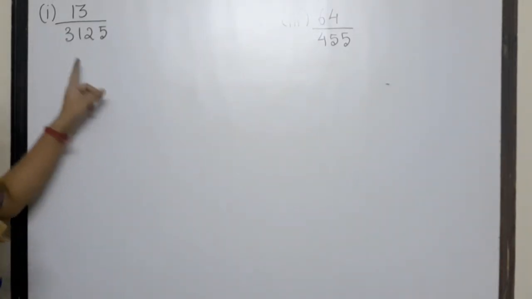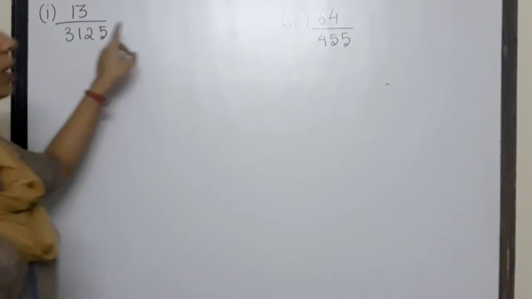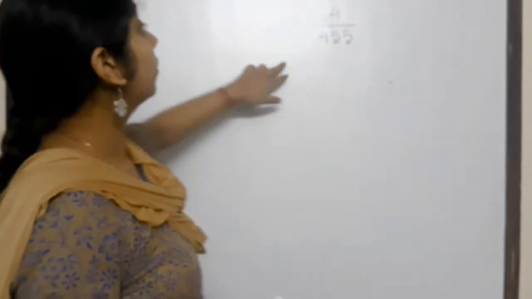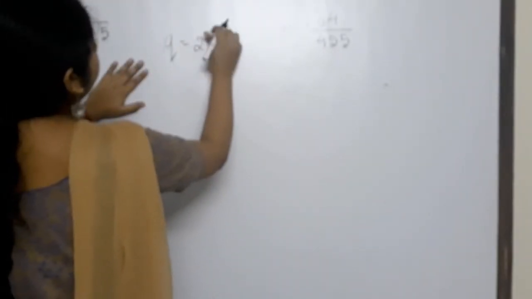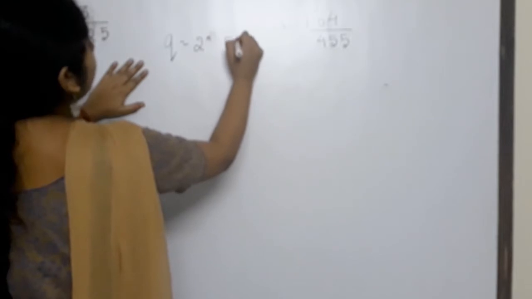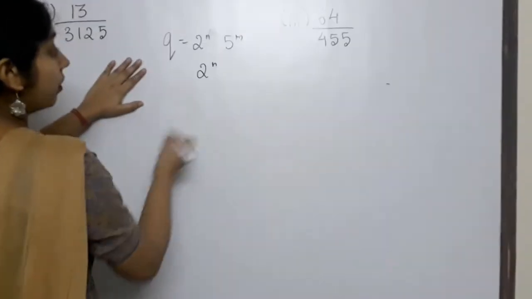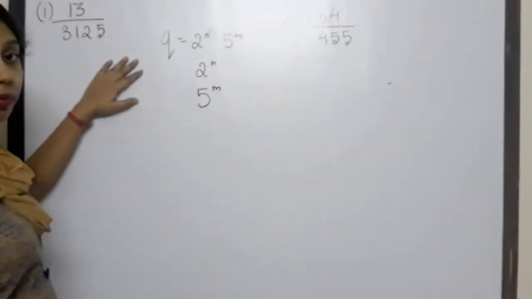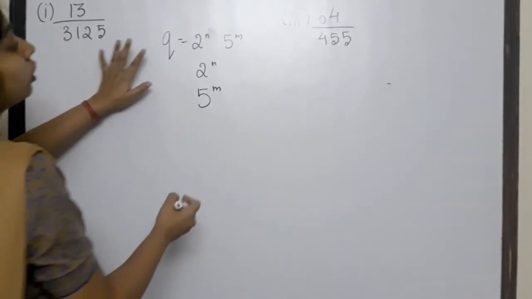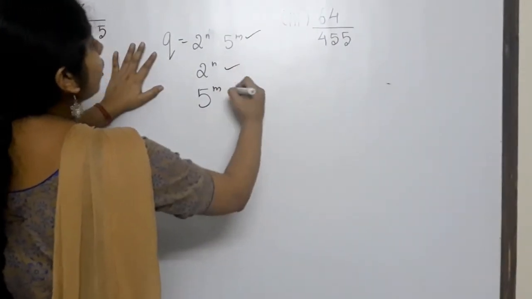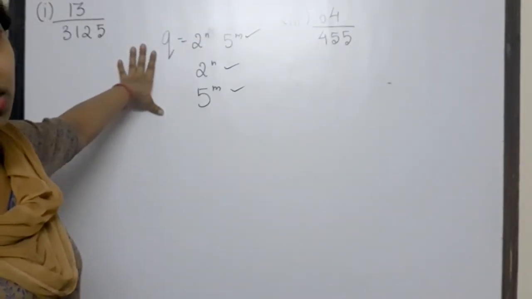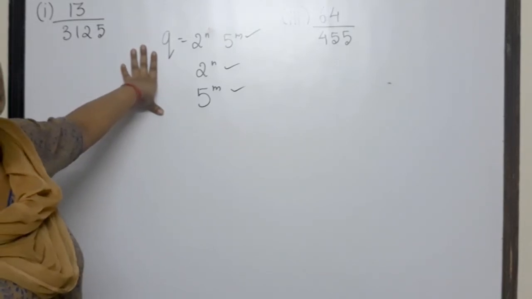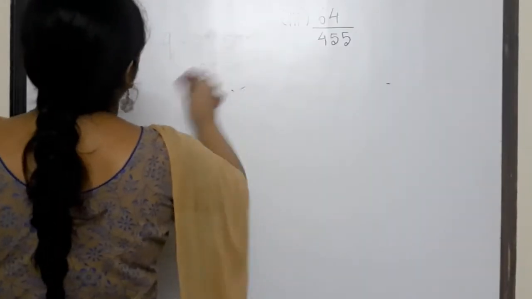That means whenever the rational numbers are written in the form of p by q, we are going to check whether q is written in the form of 2 to the power n, 5 to the power n, or only 2 to the power n, or only 5 to the power n. If the denominator or the q satisfies any of these three criteria, that means they will have a terminating decimal expansion, and if it doesn't, then it will have a non-terminating expansion. Is that clear? So let us start with the first one, children.